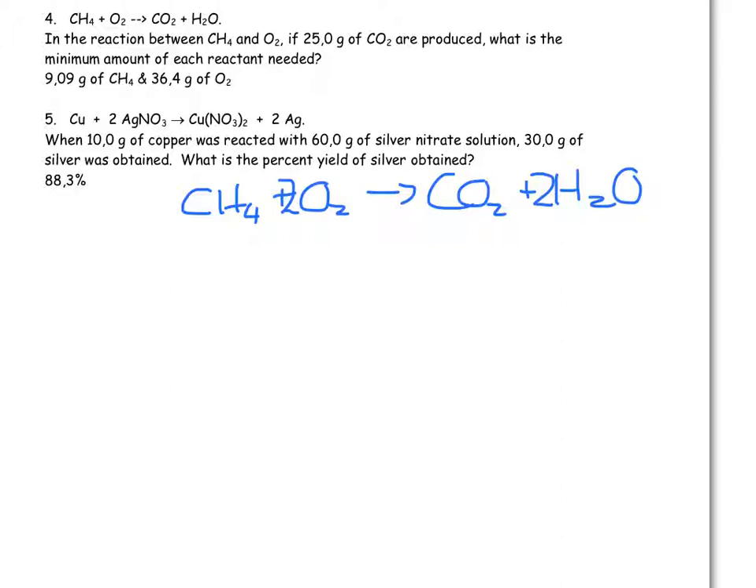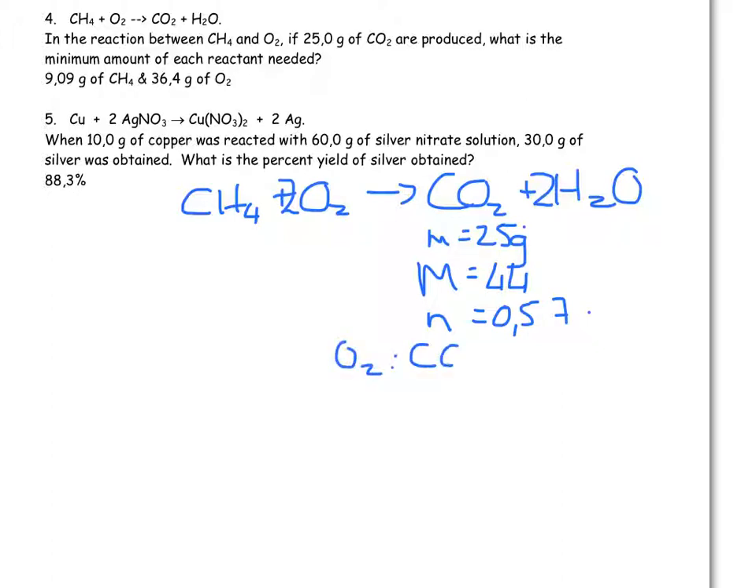All right. In the reaction, you've got 25 grams of carbon dioxide that are going to be produced. What is the minimum amount of each of the reactants that are going to be required? So I'm going to say 25 grams, the molar mass of carbon dioxide is 44. Number of moles of carbon dioxide turns out to be 0,57. I then set up my relationship with each of the reactants. Oxygen is to carbon dioxide as 2 is to 1. So I didn't have 1, I have 0,57.